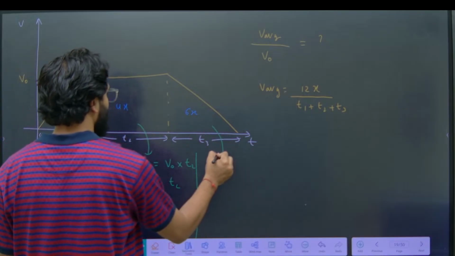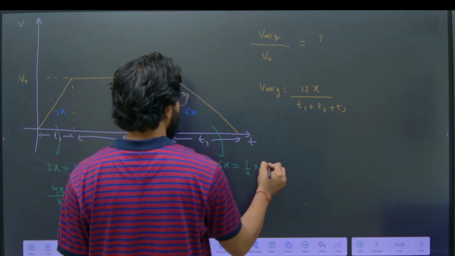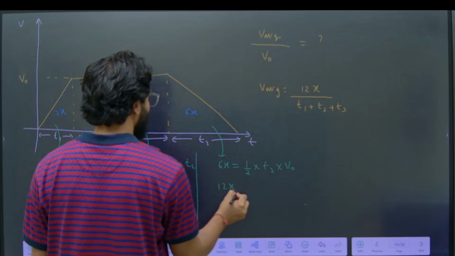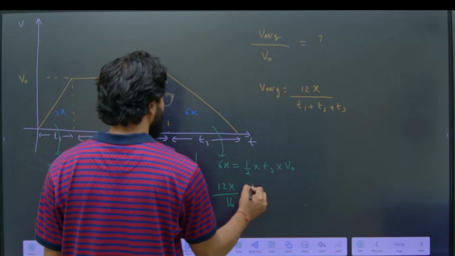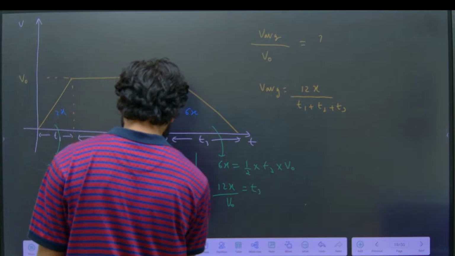Over here we can write it as 6x. 6x can be written as half base into height. So it will be 12x upon V naught is T3. Okay, so everything will get cancelled out. No worries, no worries. Chaliye.